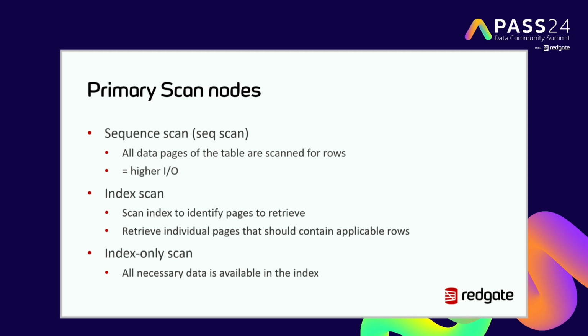Then index-only scan is great. It just simply means everything you need from that table is available in the index already. Indexes are generally much smaller. Of course, we'd rather that because we don't have to go access the heap. Indexes are ordered, right? So it helps in getting things out.